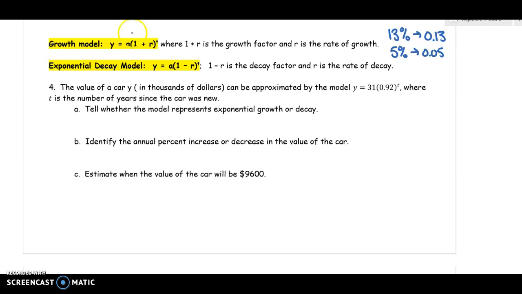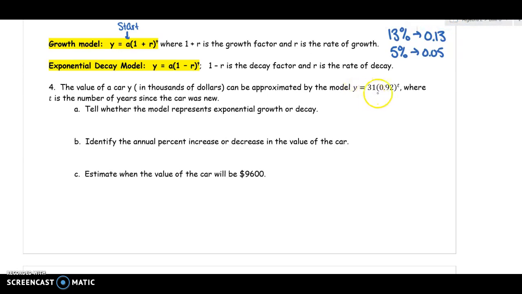A is the starting amount. So you might want to label that, that is whatever you're starting with. R is that growth or decay rate, and t is the amount of time. Notice between the growth and decay model, these things are exactly the same. A times (1 plus r) to the t, a times (1 minus r) to the t. So with growth, it's addition. With decay, it's subtraction.